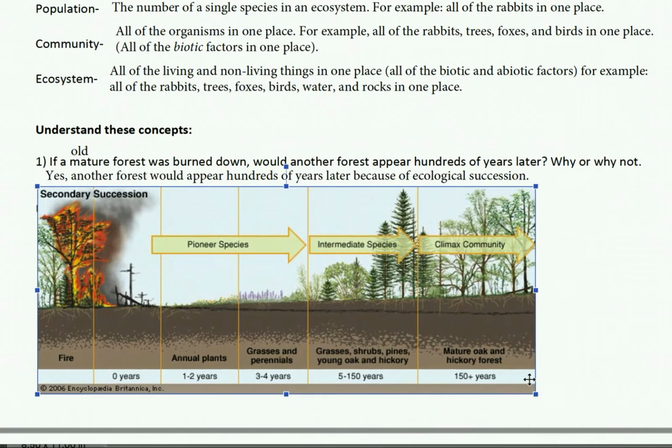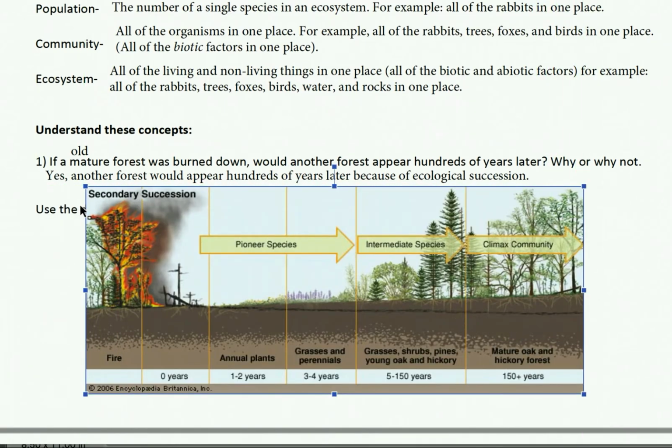So this is our ecological succession. Here is our fire from the very beginning, right? A mature forest was burned down. And then over time, the plants and animals come back so that we once again have a mature forest or an old forest.